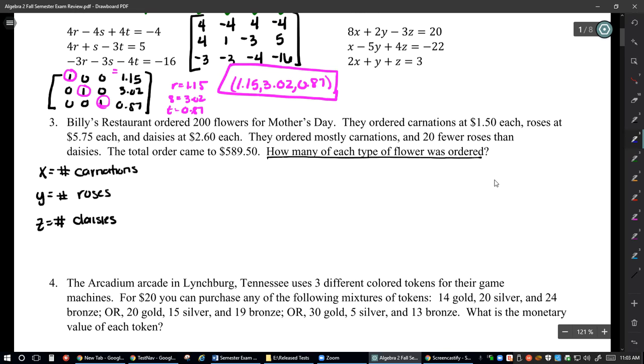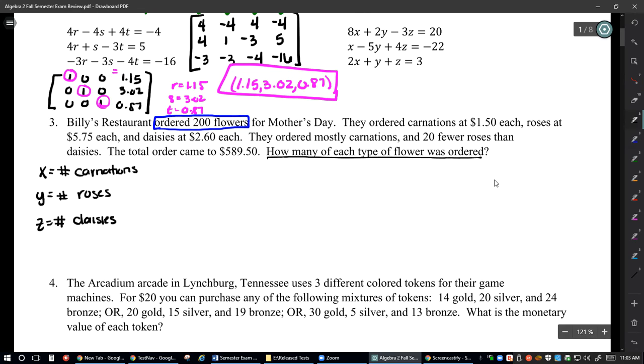And so the first total that we come across is the fact that we ordered 200 flowers. Well, 200 flowers has nothing to do with a value. It's just the number of flowers ordered. And so to create the equation for this, we're going to add up the number of carnations plus the number of roses plus the number of daisies to give us 200 flowers.